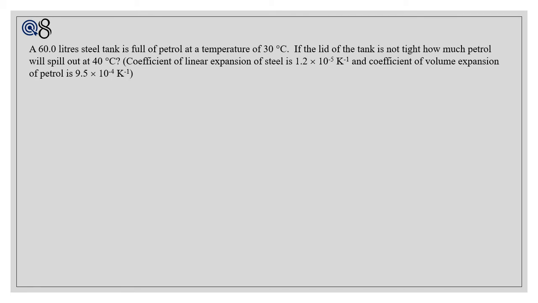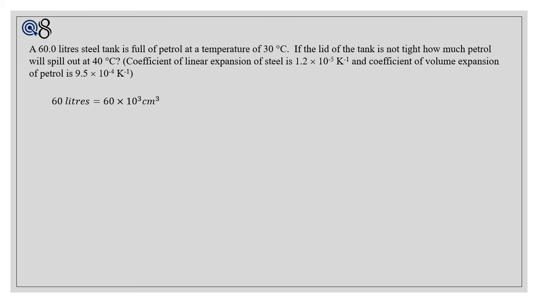Question 8. A 60-liter steel tank is full of petrol at a temperature of 30 degrees Celsius. If the lid of the tank is not tight, how much petrol will spill out at 40 degrees Celsius? Given to us, the coefficient of linear expansion of steel is 1.2 times 10 to the power of negative 5 per Kelvin, and the coefficient of volume expansion of petrol is 9.5 times 10 to the power of negative 4 per Kelvin.